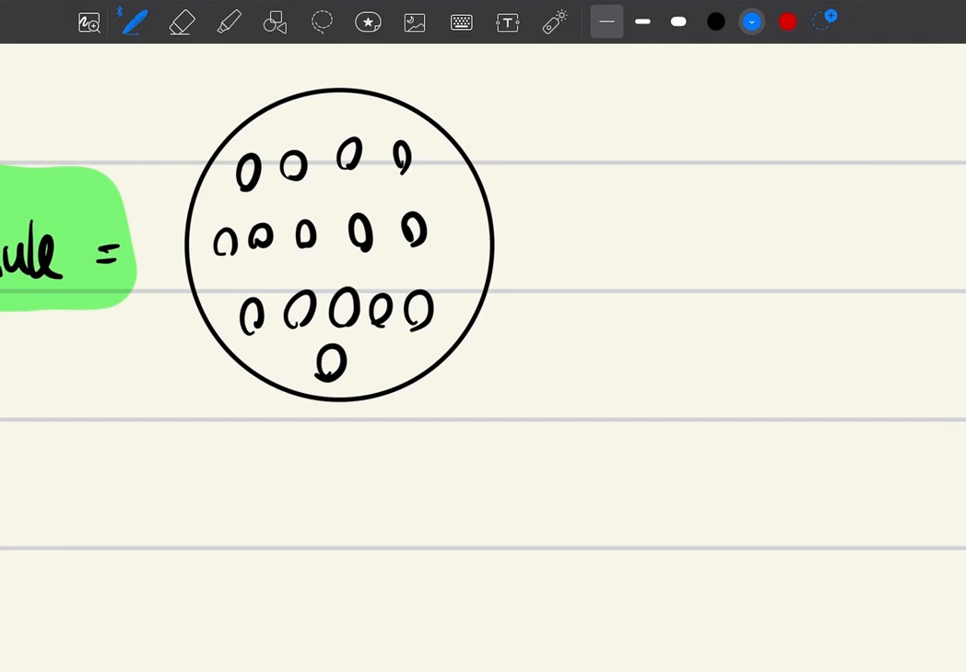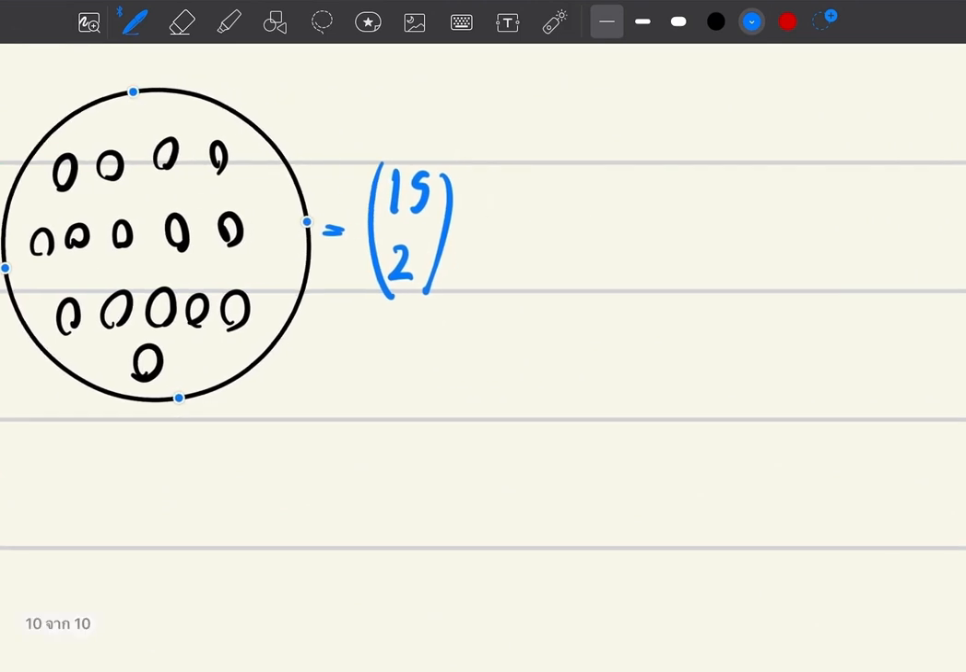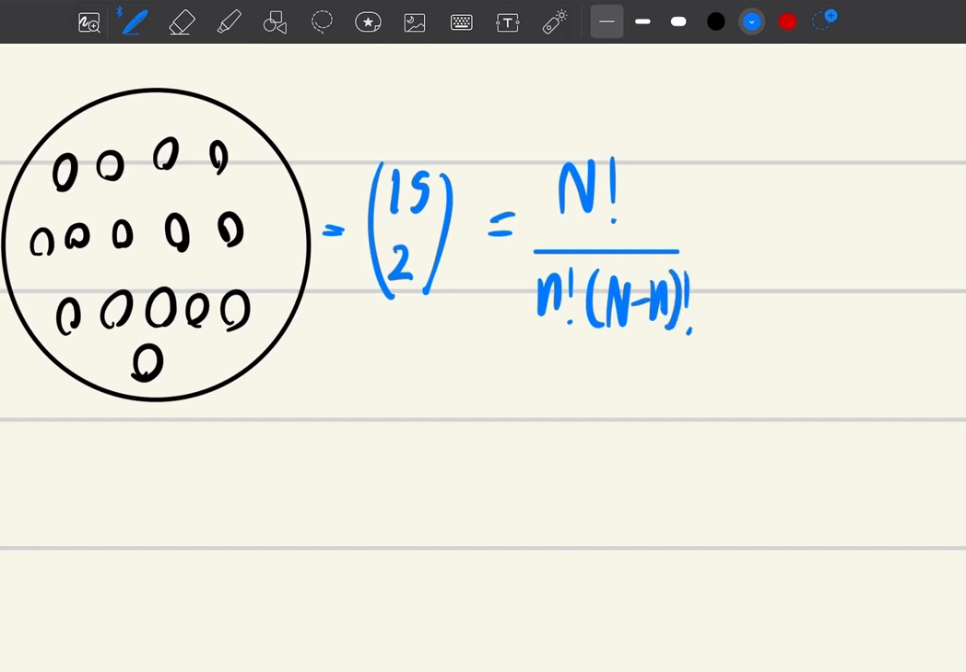So we can denote it like this. First, we have 15 balls in a bowl, but we want to draw only 2. To calculate how many outcomes there would be, we use this formula: big N factorial, divided by small n factorial multiplied by big N minus n factorial.